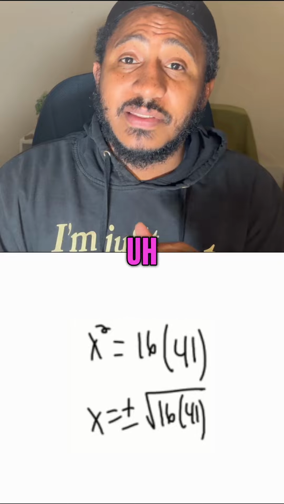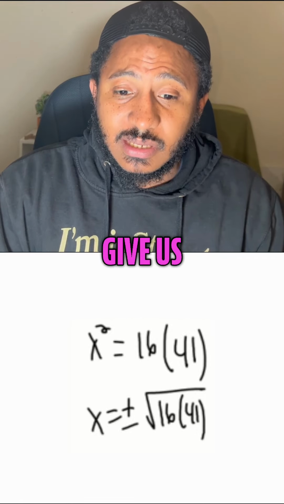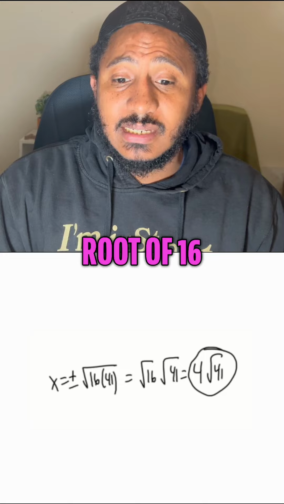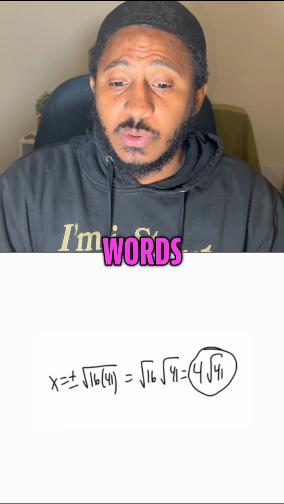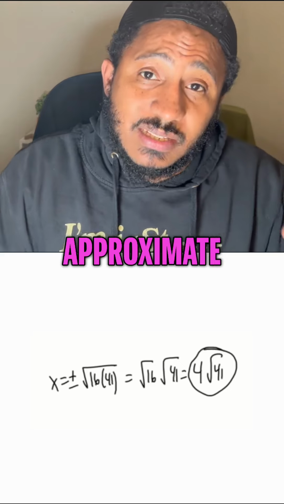Now, we do know that this is a length, and so this length can't be negative, so it's the positive version. And so that would give us the positive square root of 16 times the square root of 41, or in other words, 4 square roots of 41. And we could use our calculator to approximate this value.